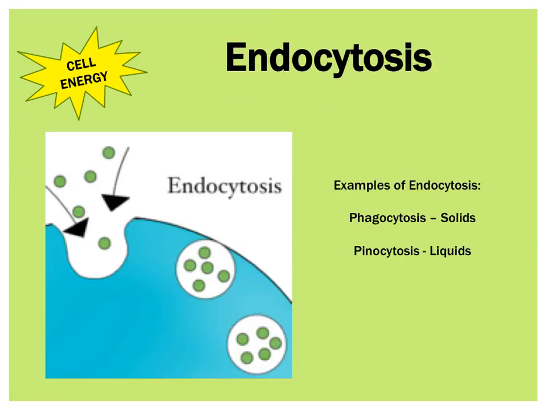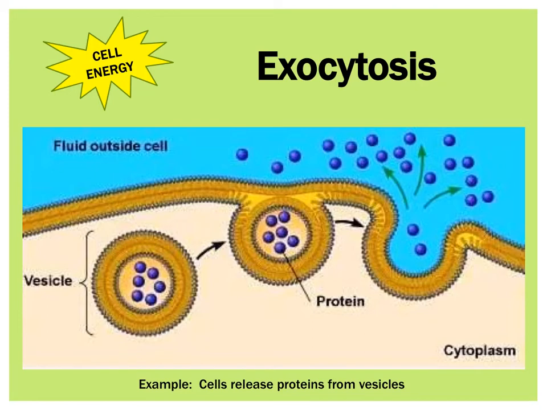In endocytosis, the cell uses energy to reach out and engulf material to bring it inward. Engulfing solid food, phagocytosis, and engulfing liquids, pinocytosis, are both examples of endocytosis. During exocytosis, vesicles carrying material merge with the cell membrane and the material is released. An example would be when a cell releases proteins from the vesicles produced by the Golgi bodies. And because it's active transport, exocytosis requires cell energy.